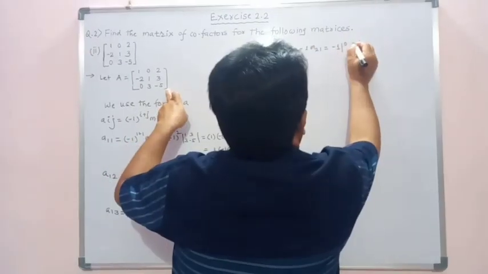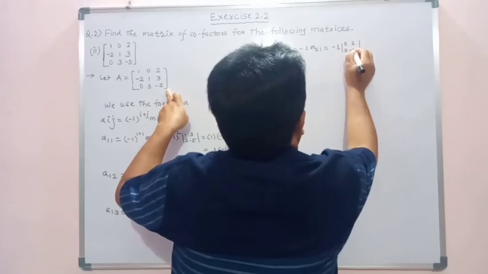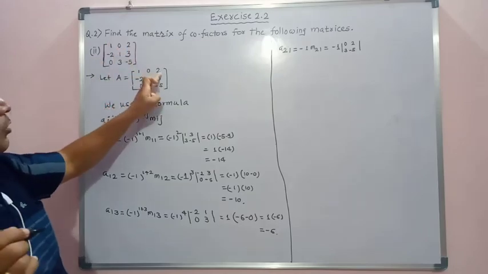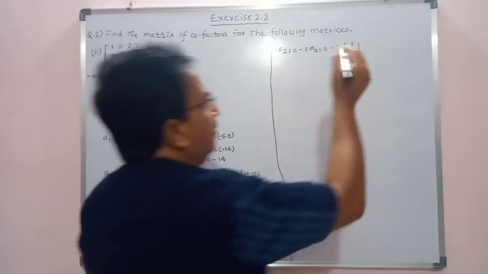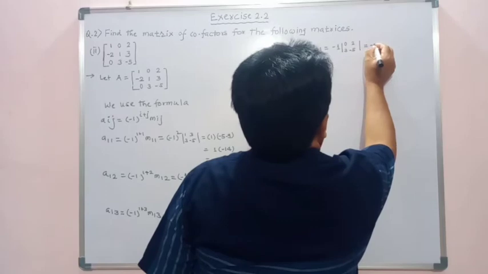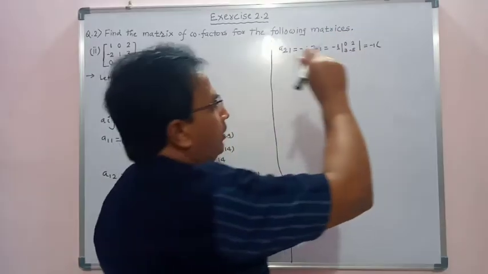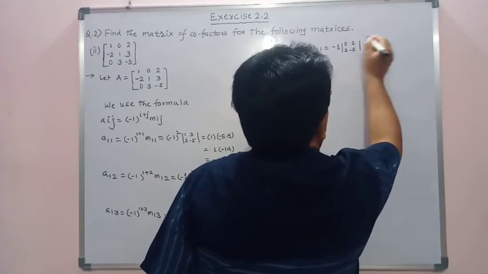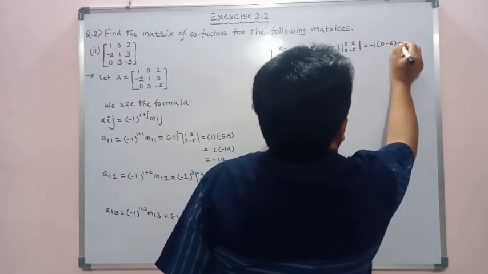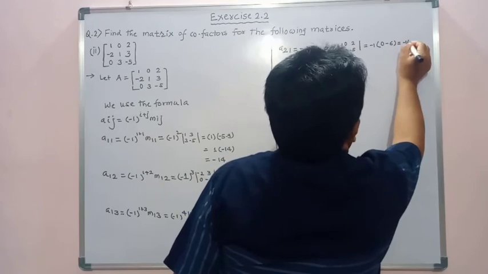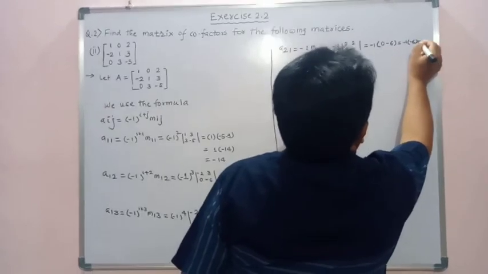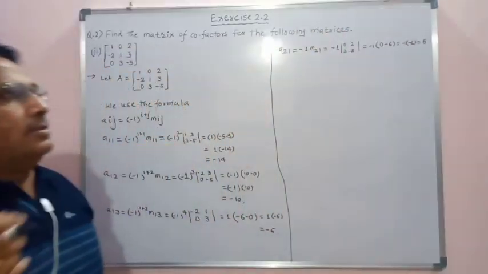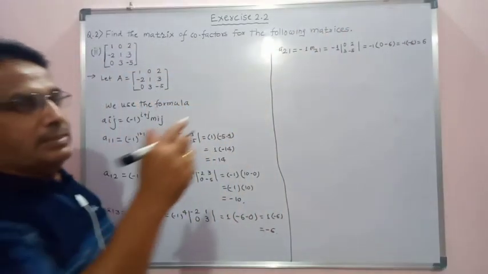Leaving off second row, first column: 0, 2, 3, minus 5. Therefore, minus 1 into 0 into minus 5 is 0, and this direction is a minus. 3 into 2 is 6. 0 minus 6. Minus 1 into 0 minus 6 is minus 6. Minus 1 into minus 6 is plus 6. So A21 is 6.